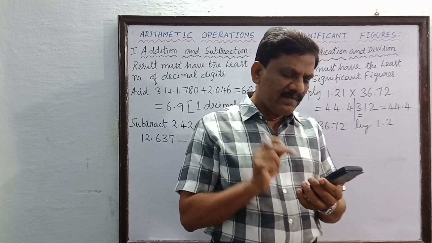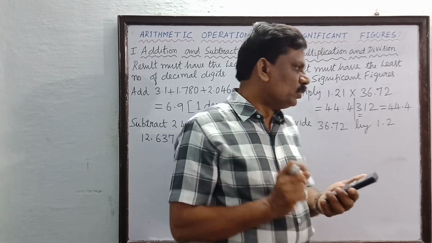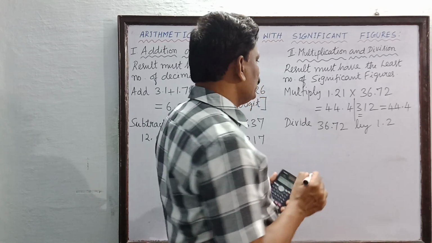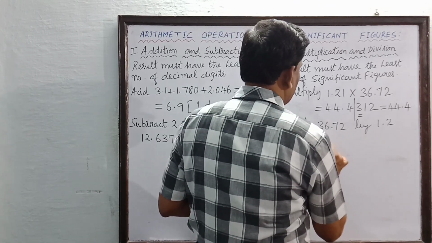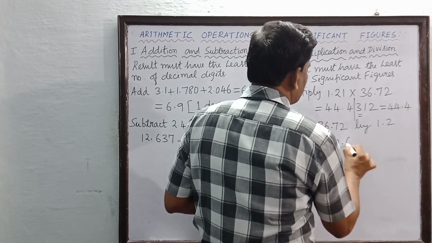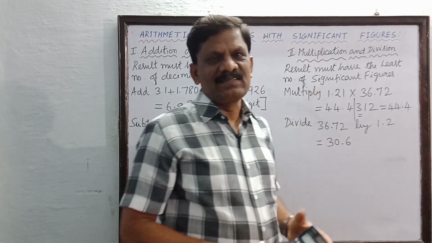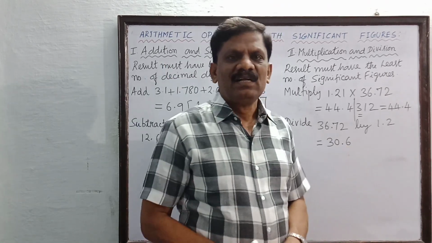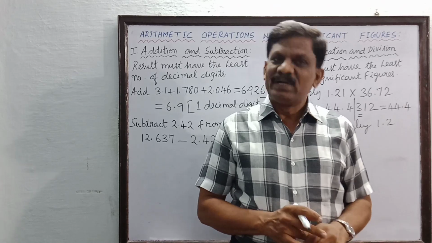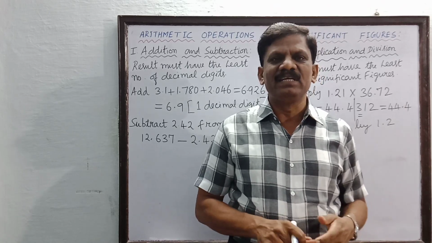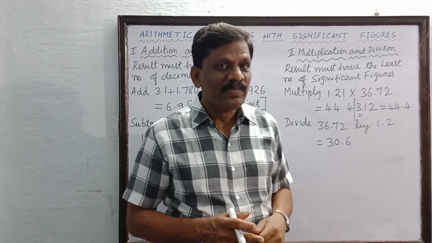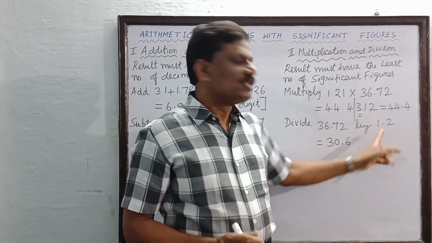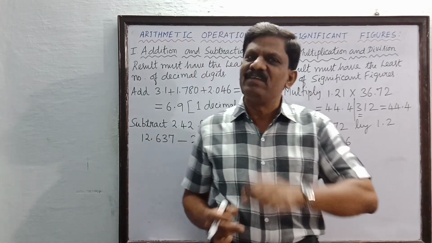36.72 divided by 1.2. When I divide, the answer comes as 30.6. So how many significant figures are in this 30.6? 3 significant figures. But can we permit 3 significant figures as per the rules? No. One of the given numbers has only 2 significant figures, that is the least. So the answer must also contain only 2 significant figures.